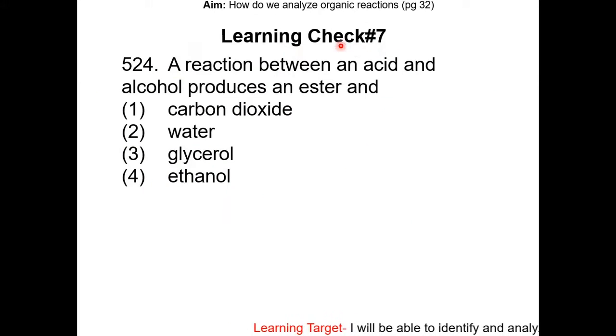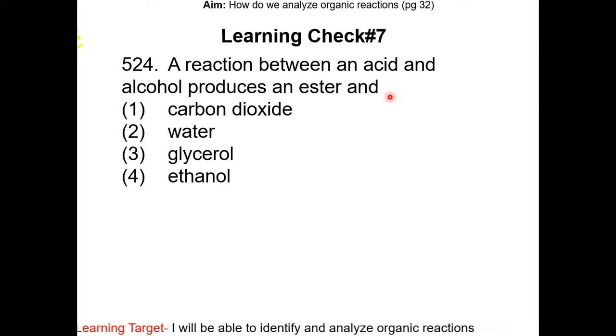Learning check number 7. A reaction between an acid and an alcohol produces an ester and what? Pause the video. Resume when completed. This is describing an esterification reaction, so the answer is choice 2, water.